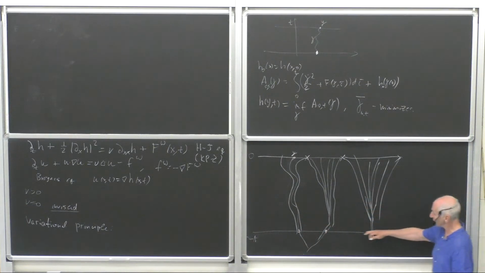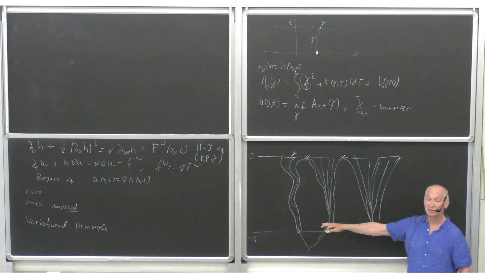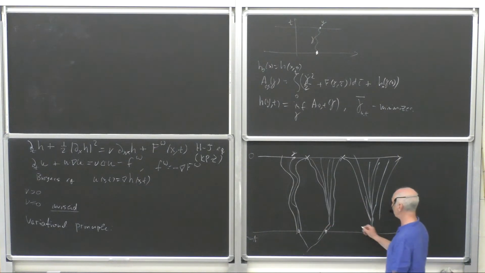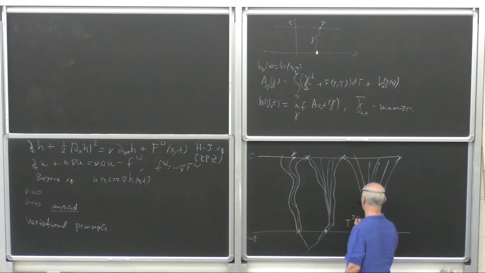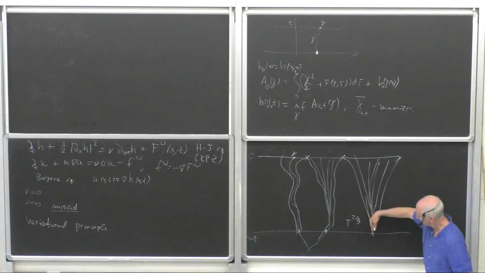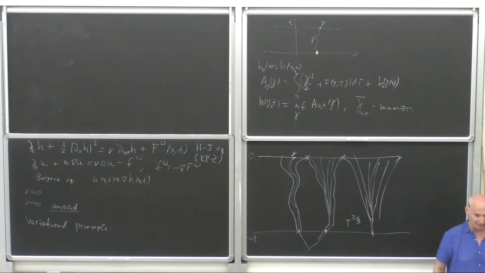And this separation will be algebraic in T. So the distance, and that's what is the prediction of the KPZ theory, will be of order T to the 2/3. And that will be the typical separation between points of concentration of these minimizers. And that's one of the exponents of the KPZ problem.